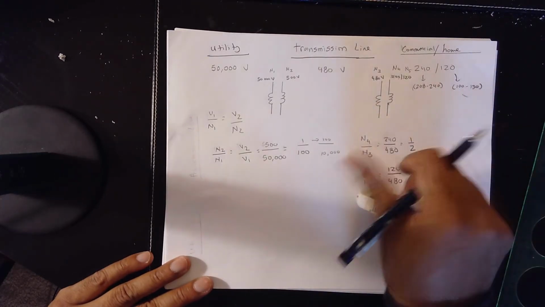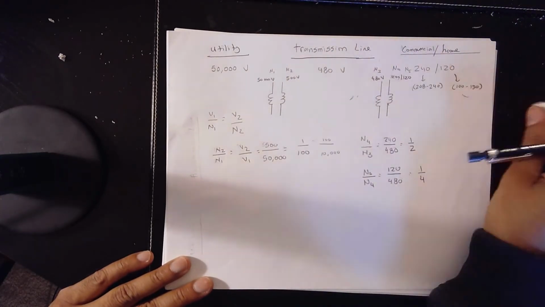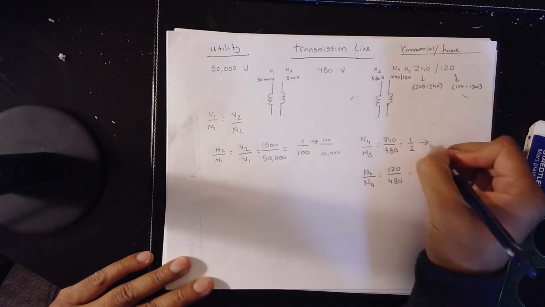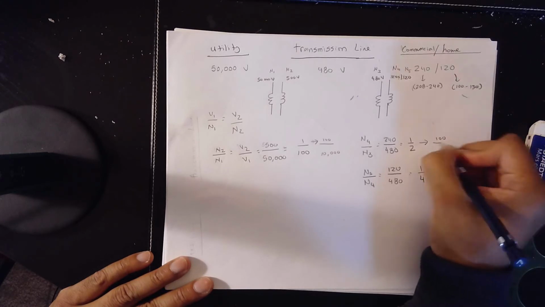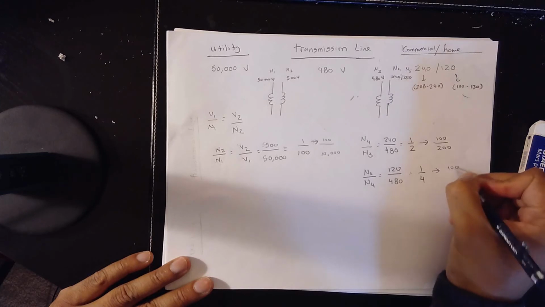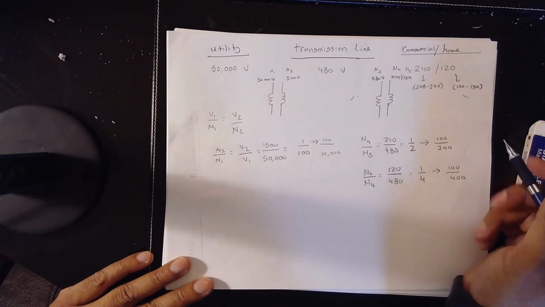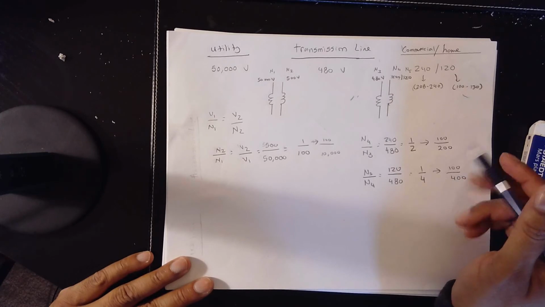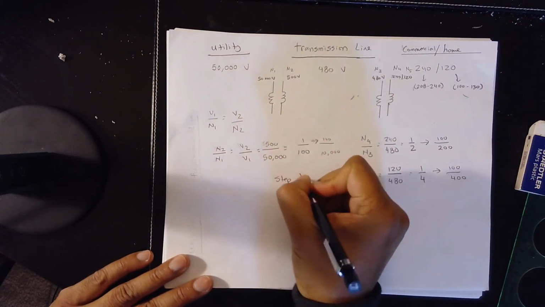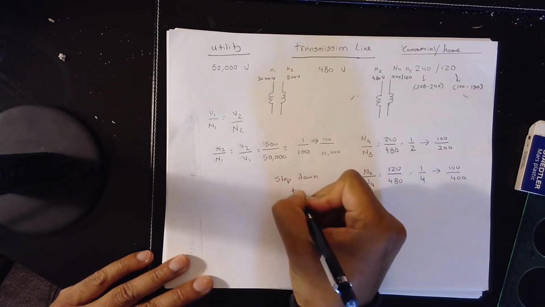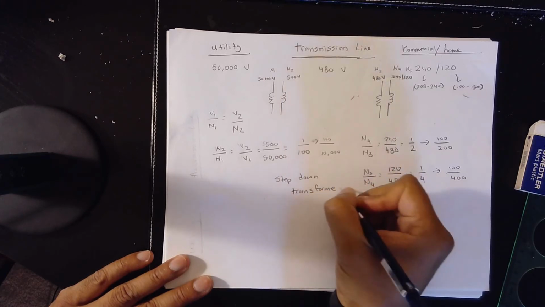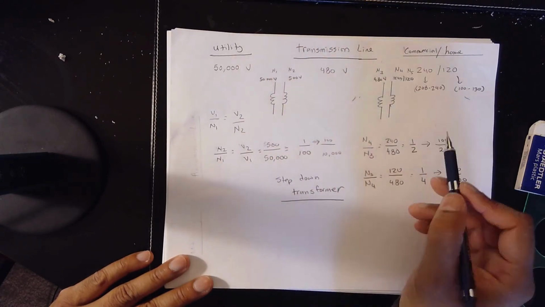Let me make the arrow a little more clear for all of you. Okay. And here you would have what? 1 to 2. So if this top one is 100, bottom one would be 200. If the top one here is 100, the bottom one would be 400. So these are your turns. Okay. Now this whole thing is called a step down transformer. It's stepped down because the voltage is dropping.